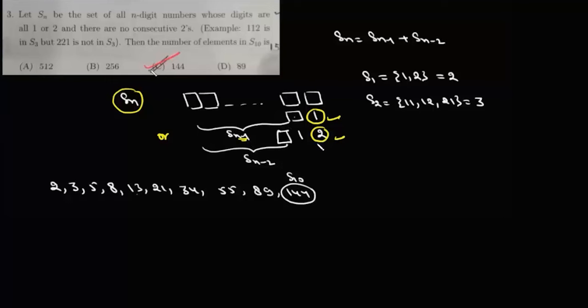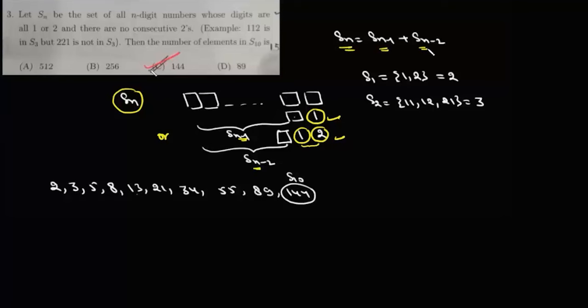But if the last digit is 2, we know that 2 cannot appear consecutively. So the digit before 2 has to be 1. So these two places are fixed. Now we have to arrange 1s and 2s in the remaining n-2 places, and it can be done in Sn-2 ways. So basically Sn is Sn-1 plus Sn-2. So it's a recurrence relation.